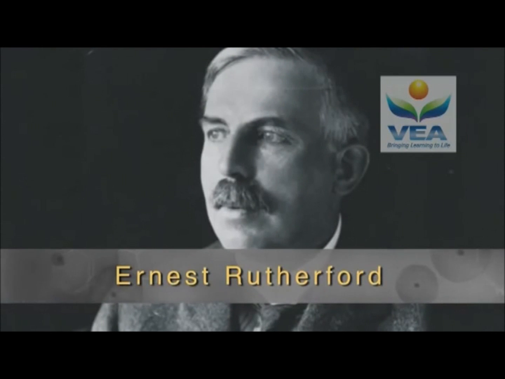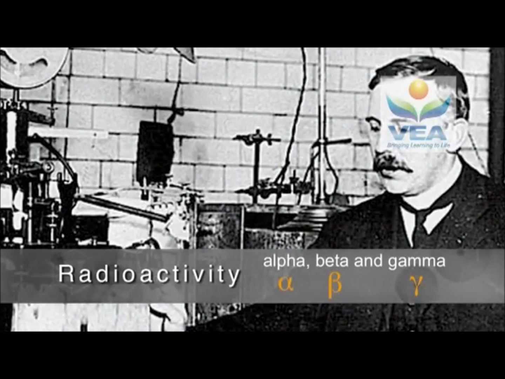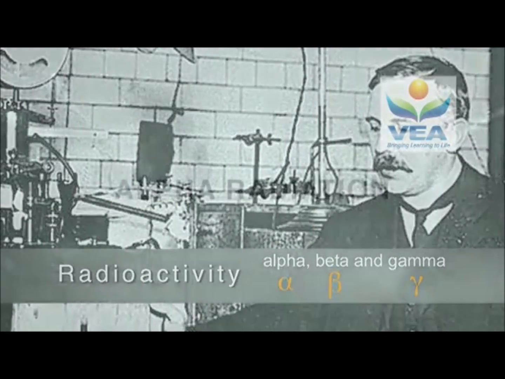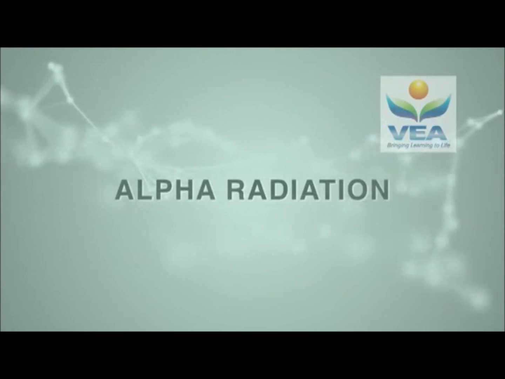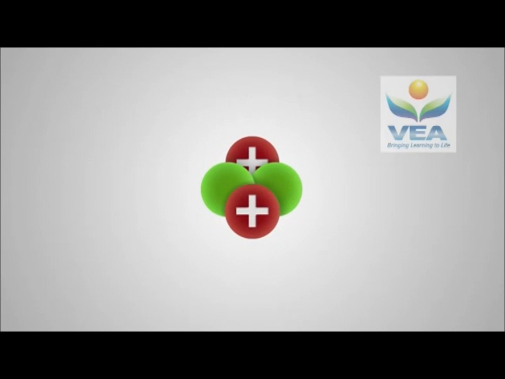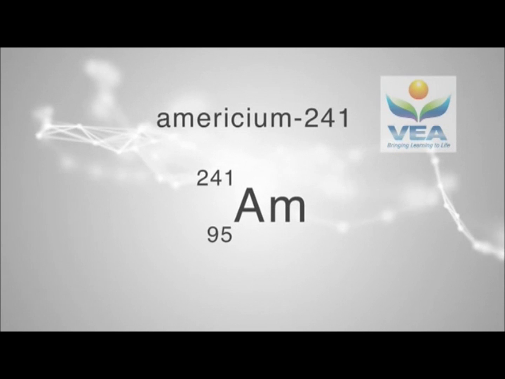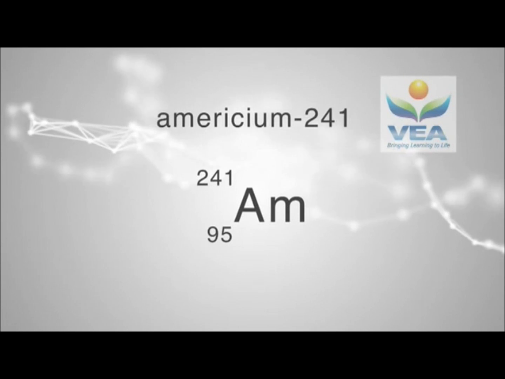Ernest Rutherford confirmed that radioactivity involves 3 different types of radiation: alpha, beta, and gamma. Alpha radiation consists of positively charged helium nuclei, that is, 2 protons and 2 neutrons. The radioisotope americium-241, used in smoke detectors, emits alpha particles.